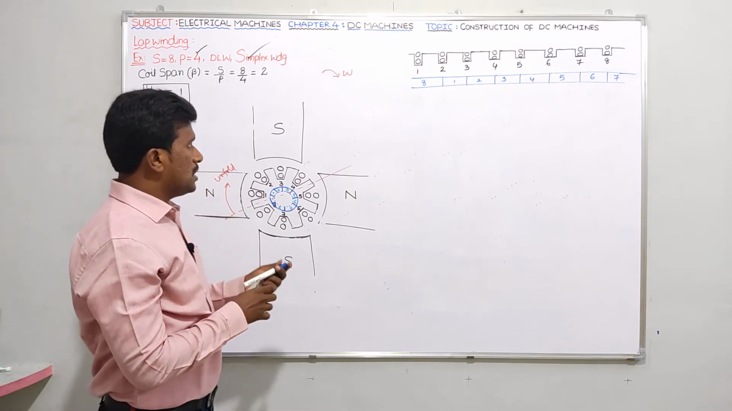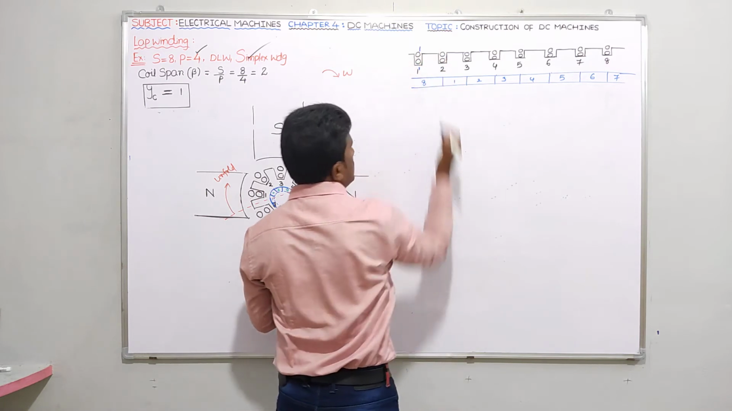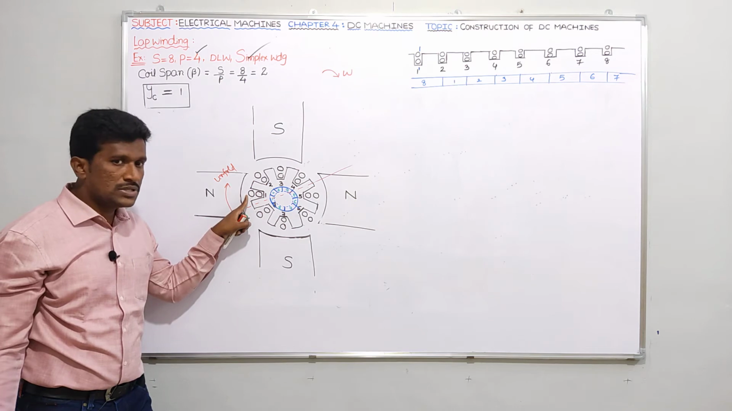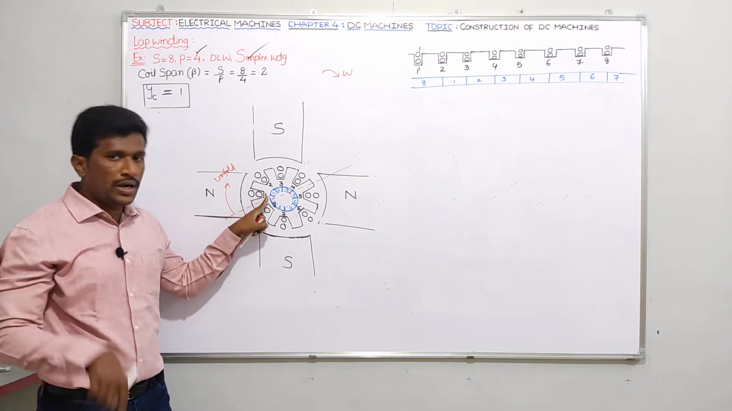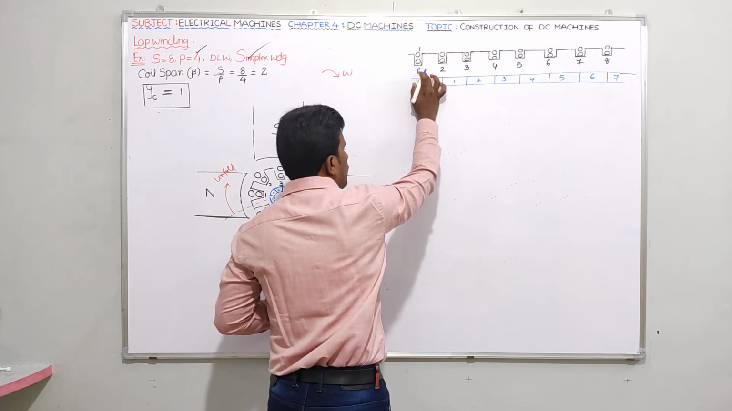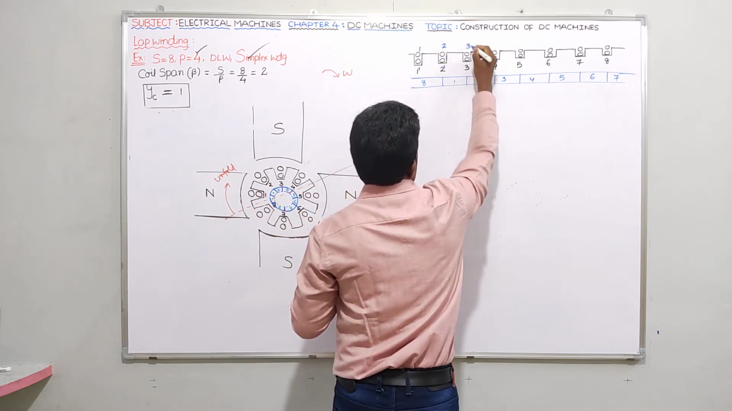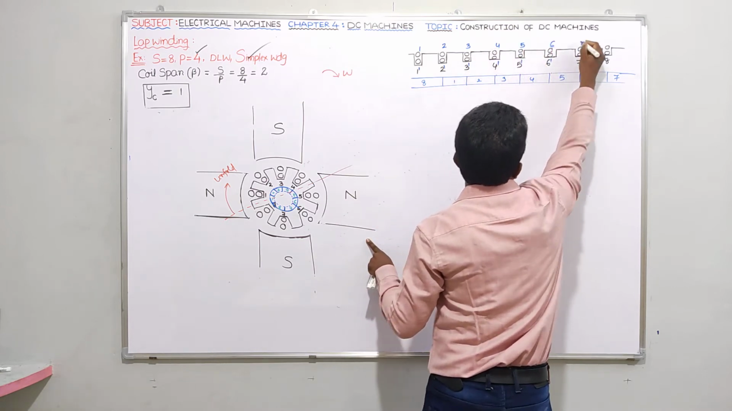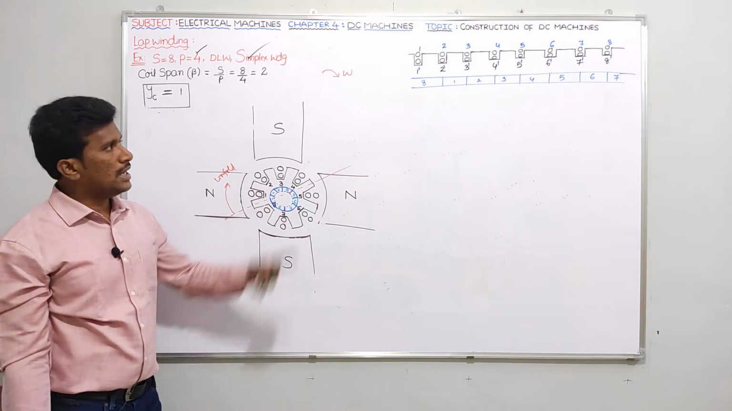Now I'm asking one more question. In slot number 1, I'm having the conductors 1 and 1 dash. Top conductor can be taken as 1, bottom conductor can be taken as 1 dash, and this is slot 1. So 1 is the top conductor name, 1 dash is our lower conductor name, and it can be taken as a coil. So 2 dash, 3 dash, 4 dash, 5 dash, 6 dash, 7 dash, 8 dash. Like that you can show coils in those slots.